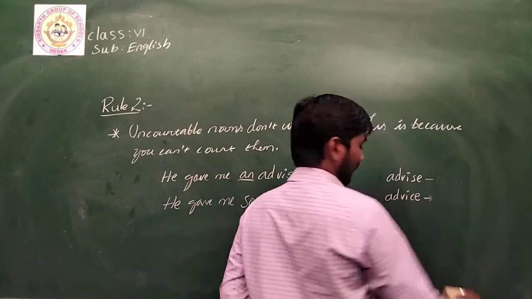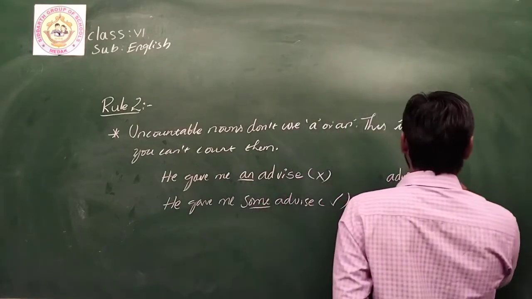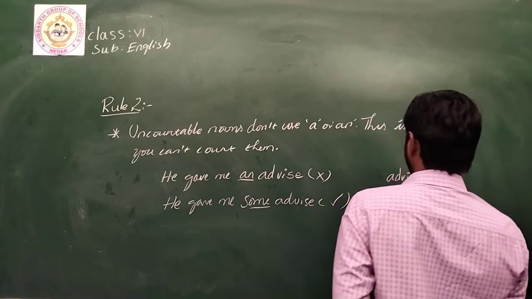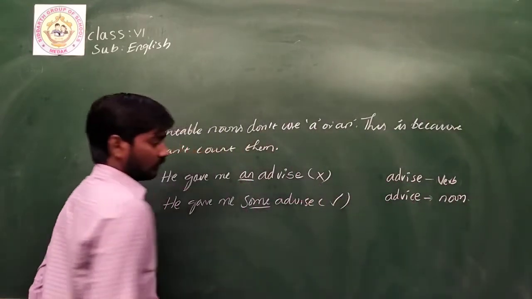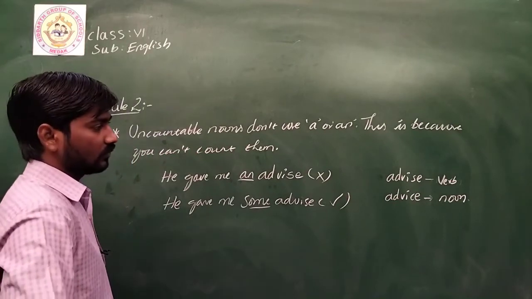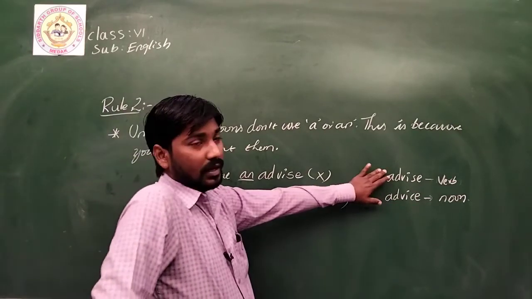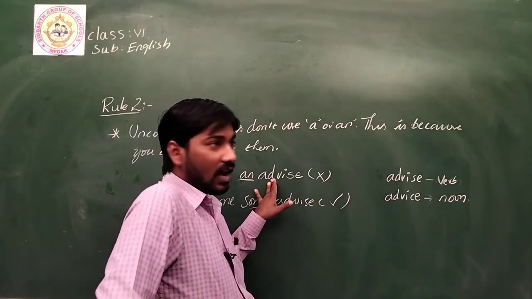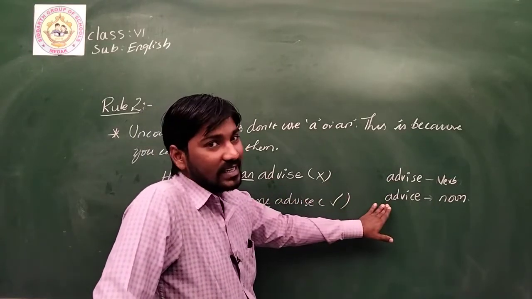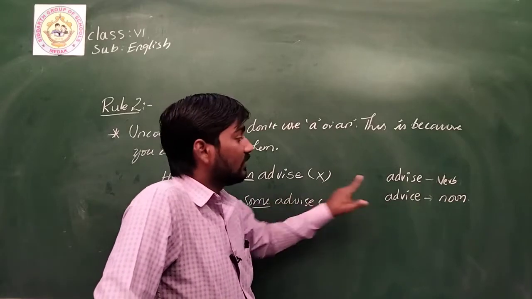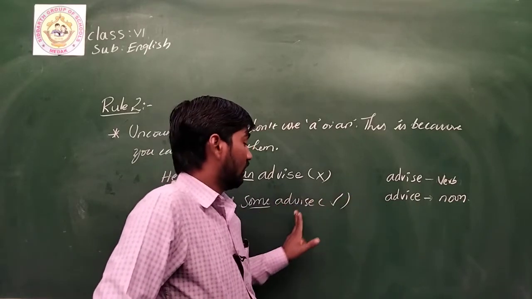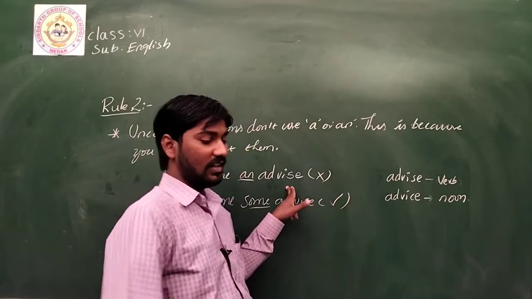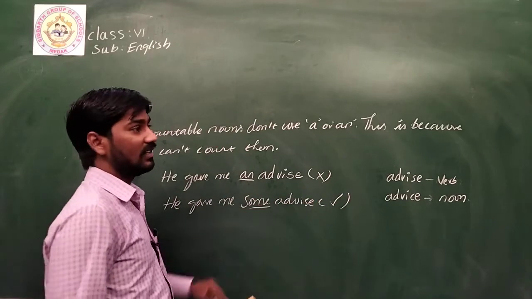Sorry, I change it again. It is a verb and it is a noun. So advice is a noun here. So what is a noun? CE is a noun. SE is a verb. So what do we have to use here? We have to use a noun. Before a noun we will get articles.